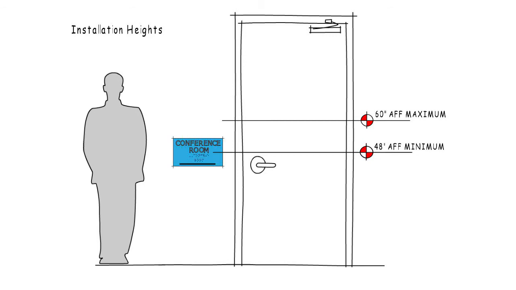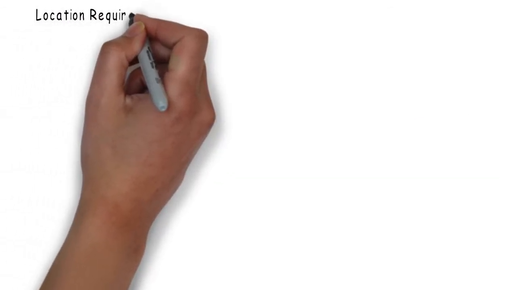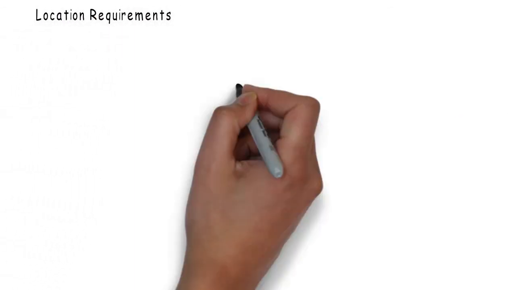Now, something that I see general contractors do all the time is that they install signs at the very limits of the maximum or the minimum limits. But if you install a sign somewhere in between, you'd be fine. So don't get too close to the upper limit or the lower limit if you don't have to. Now that we have discussed installation heights, let's move on to the location requirements.